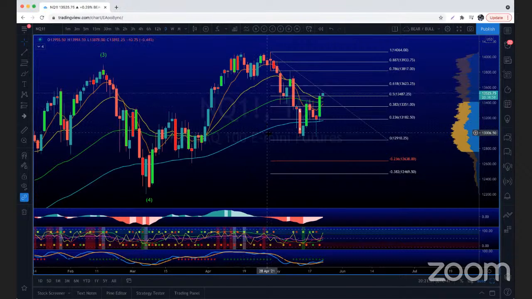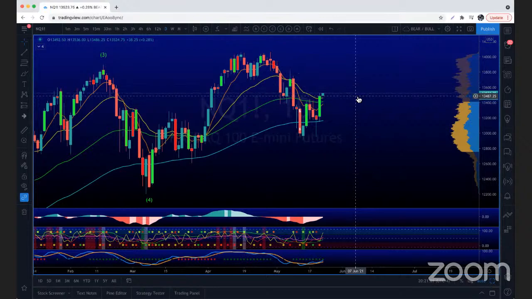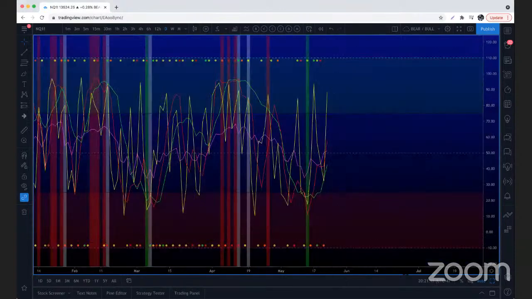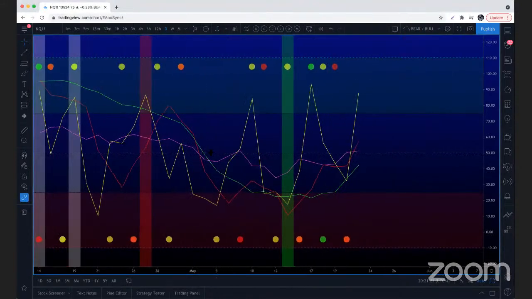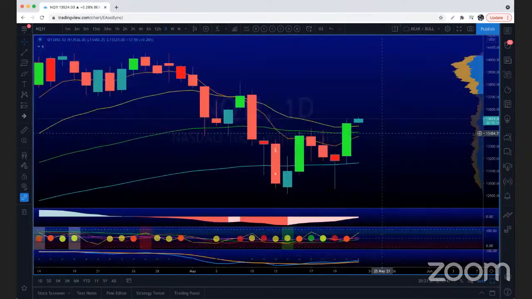A couple things just to make note of here. One, it looks like we're curling up. It's pretty clear. I'm looking at this on a daily. And if you take a look at the indicator, this is our indicator, and I'm on a daily. So my green wave is the daily, and we bottomed out and have been curling up. We've been going up ever since.